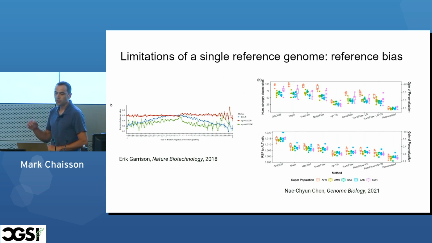For one, there's something called reference bias. So with alignment algorithms, when you're detecting a variant, you're finding differences between the reads that you have and the reference genome. And those variant calls are heavily biased by things like alignment parameters, insertion and deletion scores, and mismatch scores. And because of that, you might have reads that are more likely to match the reference than the sample, even if the sample differs from the reference at a particular position.